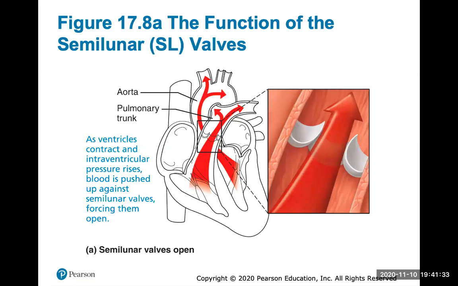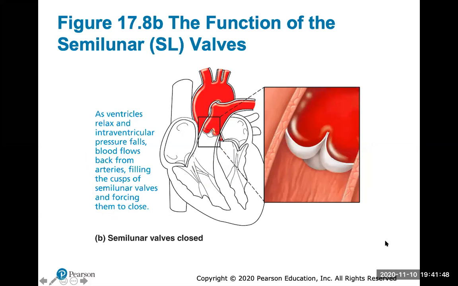So as your ventricles contract and interventricular pressure rises, due to the increase in blood and just the contracting, blood is pushed up against the semilunar valves and forces them to open right before the ejection of blood. As ventricles relax and the interventricular pressure falls back down when blood is ejected, blood will flow back from the arteries, which will fill the cusps of the semilunar valves and force them to slam shut. And that slamming shut of your semilunar valves is the second heart sound you hear in the lub-dub, lub-dub.